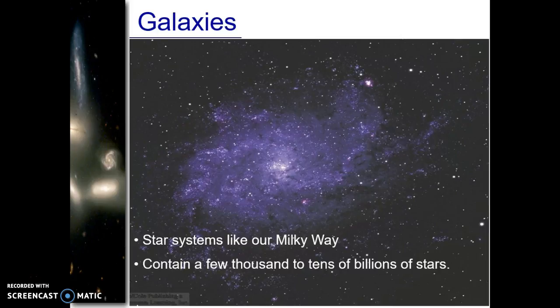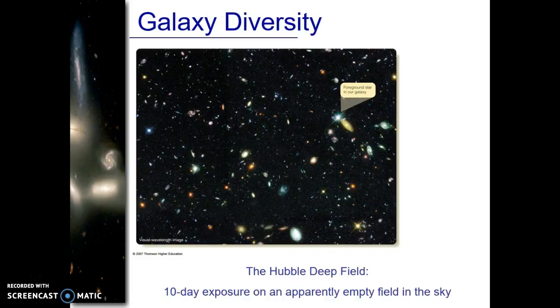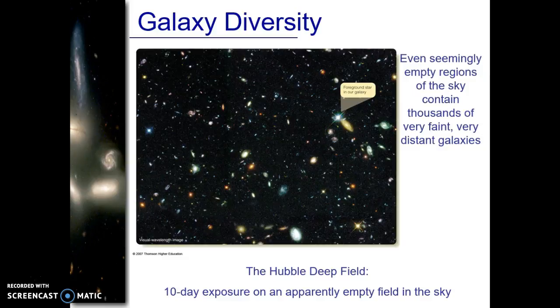All right, so galaxies are star systems. They look like our Milky Way. They contain anywhere from a few thousand to tens of billions of stars. And there's a large variety of sizes and shapes. So, galaxy diversity. This picture here is the Hubble Deep Field.